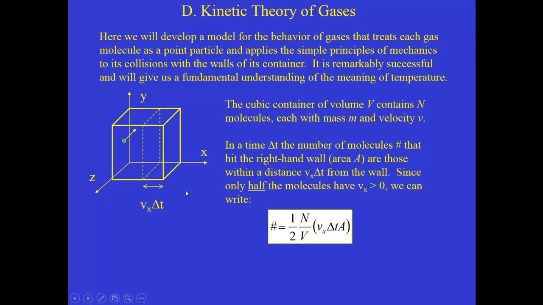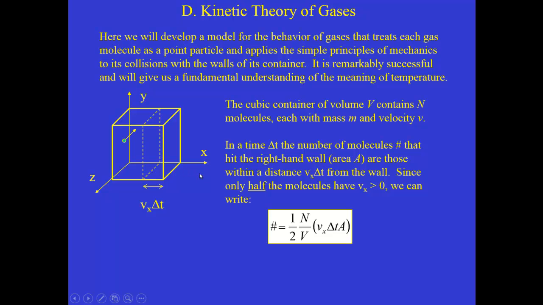In order to do that, we need to figure out in a certain amount of time how many of these gas molecules will actually collide with one of the walls. So we'll focus on the right-hand wall of this container, and if this molecule has velocity v, then there's an x component to that velocity vector. Within a time delta t, the only molecules that will make a collision with the right-hand wall will be those that are within a length vx delta t of that wall, because that's the distance they will travel along the x direction in a time delta t.